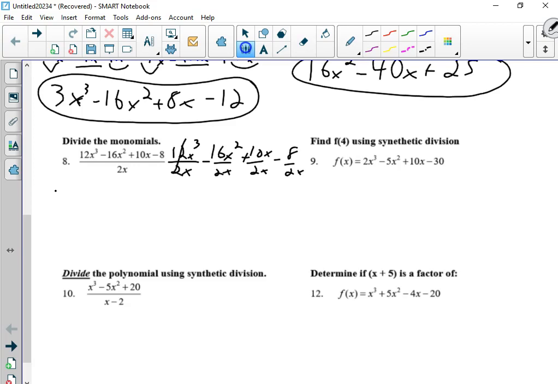12 divided by 2 is 6. Where do I have more x's? On the top. How many more? 2 more. Minus 16 divided by 2 is 8. Where do I have more x's? On the top. How many more? 1 more. You don't have to put that 1. 10 divided by 2 is plus 5. The x's cancel. And then I'm just left with minus 8 divided by 2 is 4. Careful here, over x. The x stays on the bottom because that's where it was.